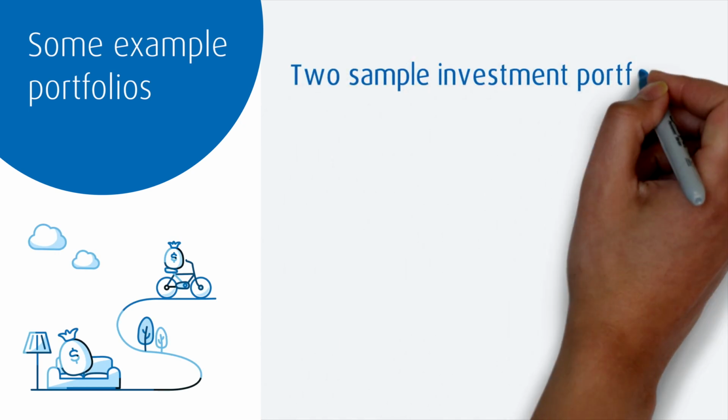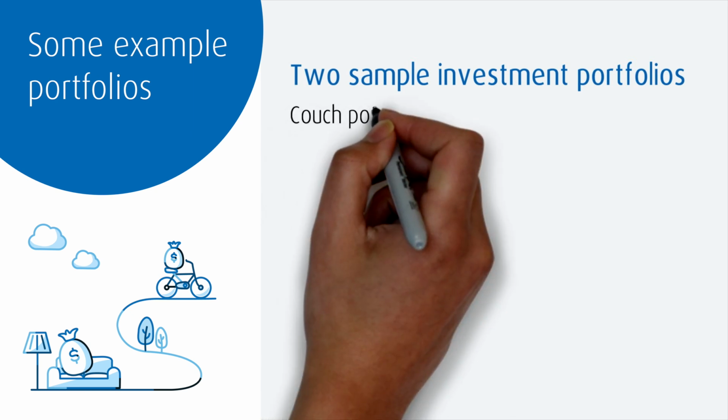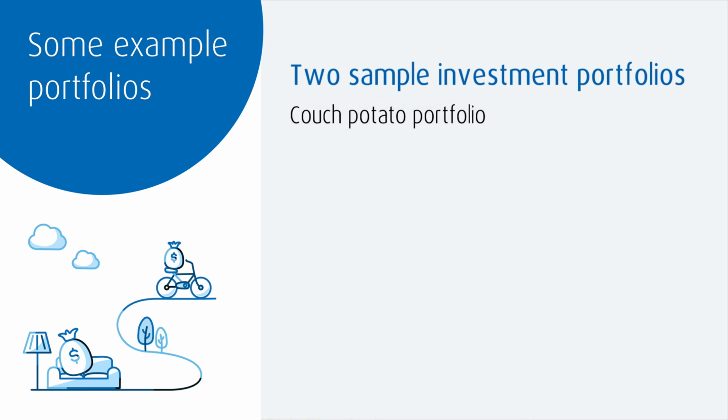In this video, we're going to take a look at two sample investment portfolios. The first portfolio we will look at is what's called a couch potato portfolio. It gets its name because it doesn't require a lot of maintenance. But don't let the lazy approach fool you. Couch potato portfolios can outperform most investors if you let them.